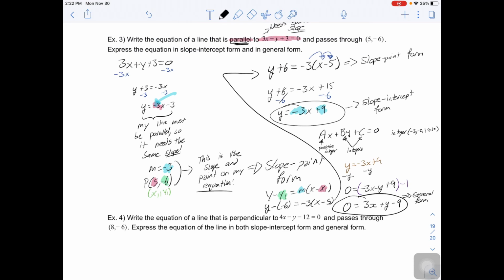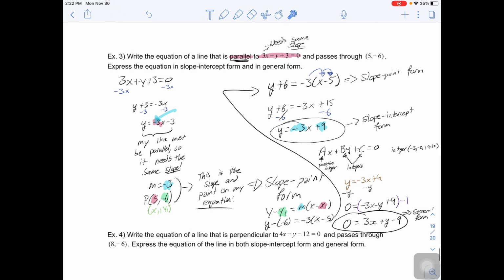So if you have any questions with that example, please come in. That pretty much reviewed everything we've learned up to this point. So this last little section definitely takes into consideration all that we've learned and applies it in multiple different ways.